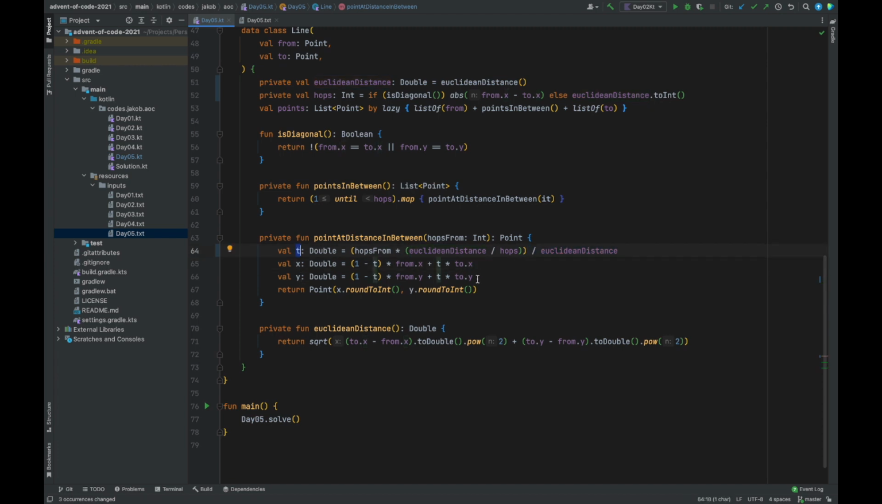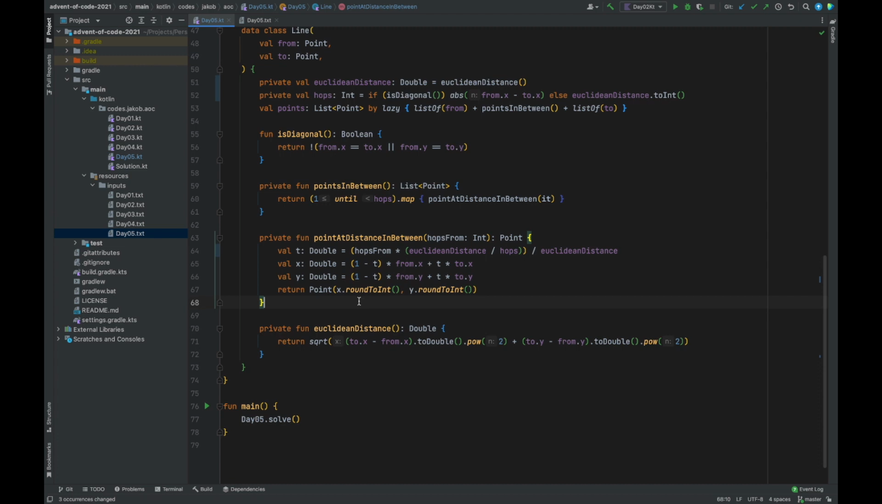And then this part, there's not much to explain about it. This is just literally the formula to calculate this. You can plug it in right here, and the from and to x and y values, and then you have the new x and y values of your point that is x hops away, which is the argument right here, in between your existing from and to values, just based on the distance, right? That's pretty much the idea right here.